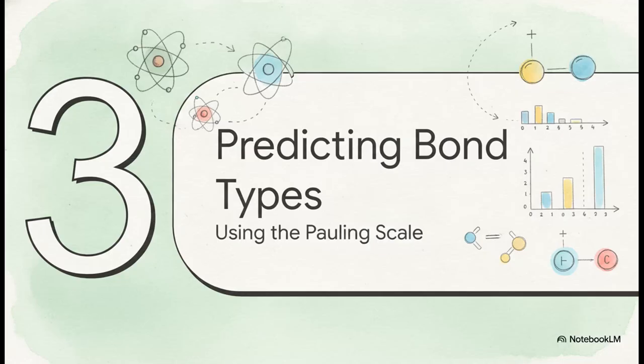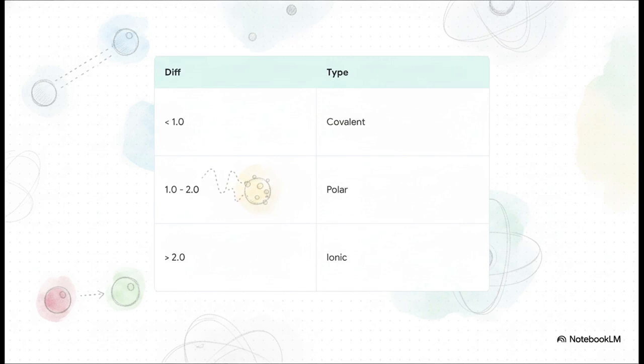All right, Section 3, predicting your bond types. With our trends locked in, we can use a little simple math to predict the exact kind of bond that'll form between any two atoms. You're going to want to write this ultimate cheat code down right now. By finding the numerical difference between two atoms on the Pauling scale, you instantly reveal the relationship status of their electrons. If the difference is below 1.0, they're sharing those electrons pretty fairly. That's a standard covalent bond.